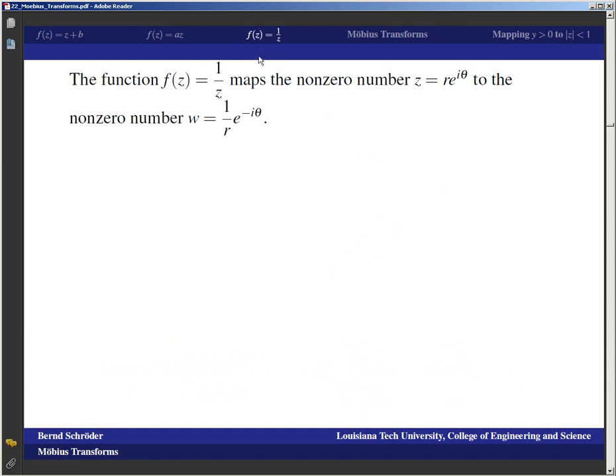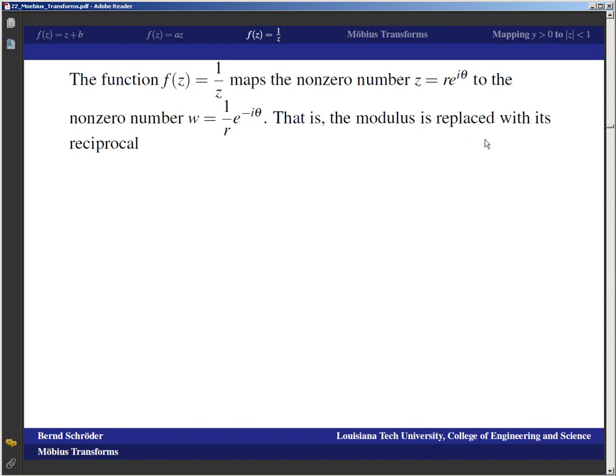Okay, let's take a look at the function 1 over z. That's going to be the most complicated of the three functions that we have here until we hit Moebius transforms, of course, which combine all those guys. The function f(z) = 1/z takes a number z, which in polar notation is re^(iθ), and maps it to the output number w, which is (1/r)e^(-iθ), because 1 over re^(iθ) is just that.